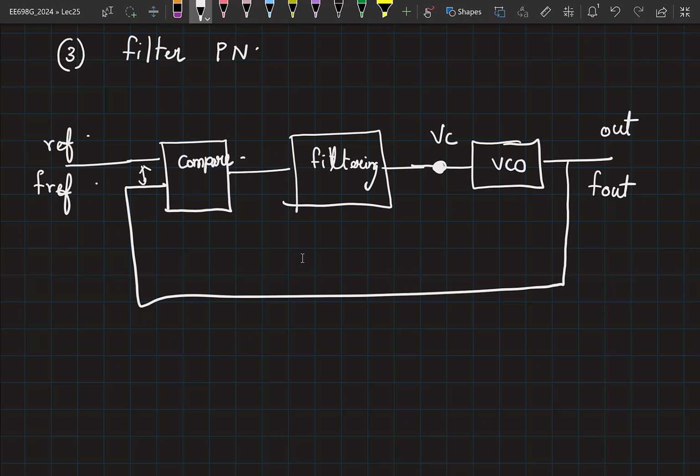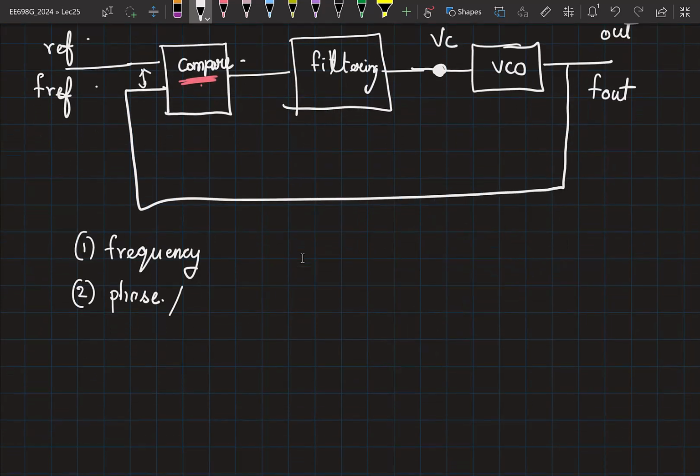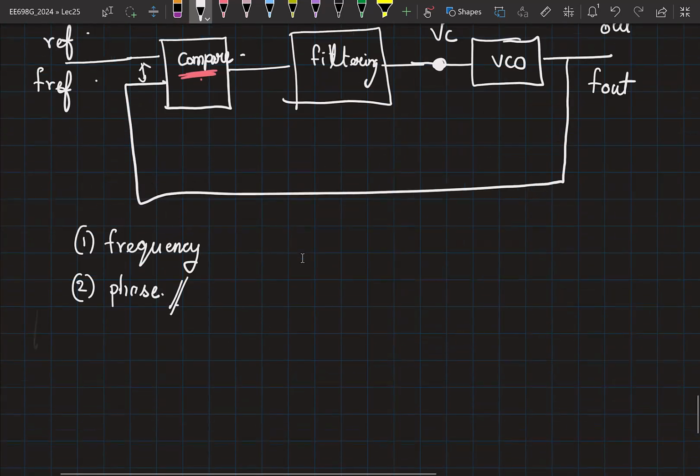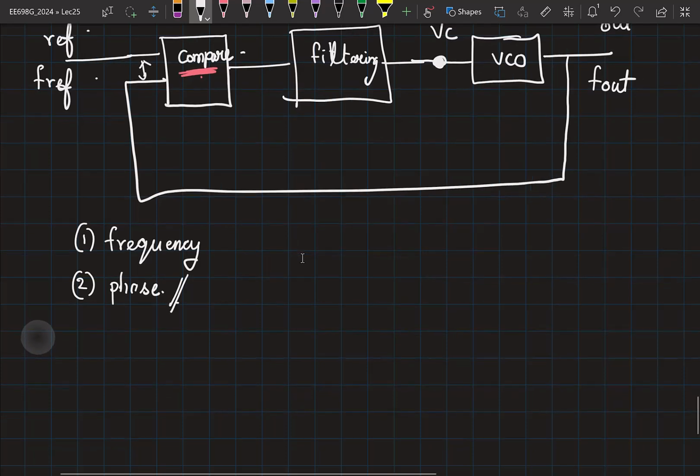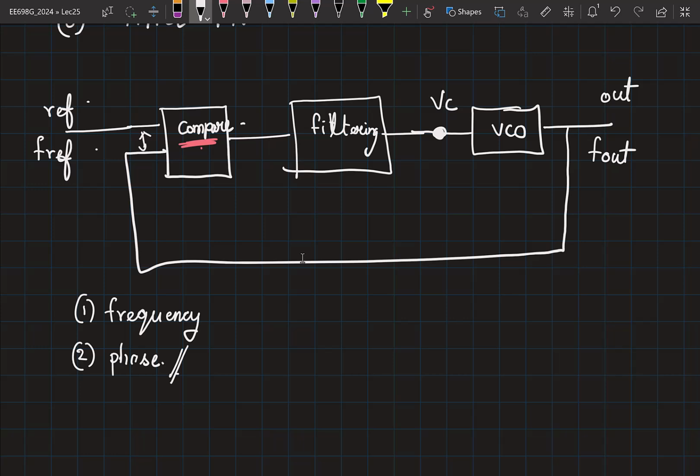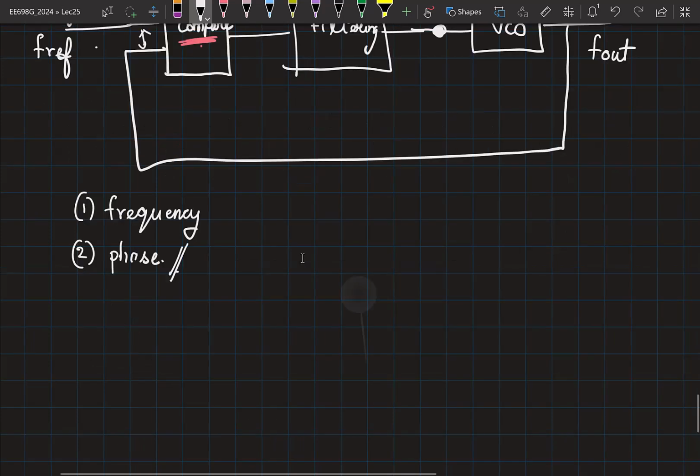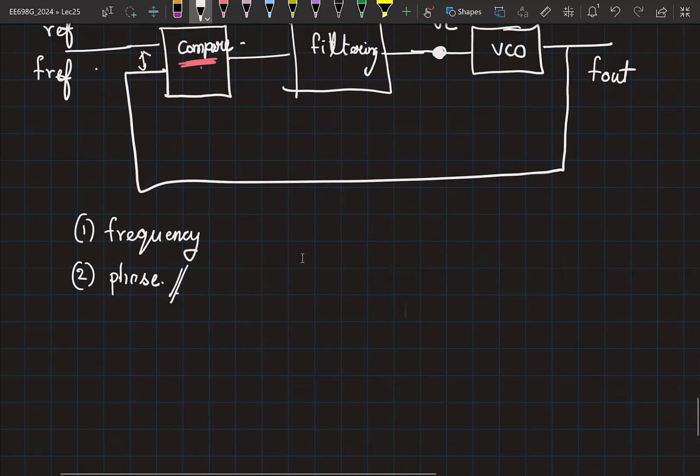So now, one question I have to ask you is, what is it that we are comparing here? So one option is frequency. What else? Phase. You could compare phase. Anything else? So time and phase are similar. Anything else? So now we have to decide between frequency and phase. What parameter should we compare such that my VCO can be a stable oscillator? So let me, why phase? Why not frequency?